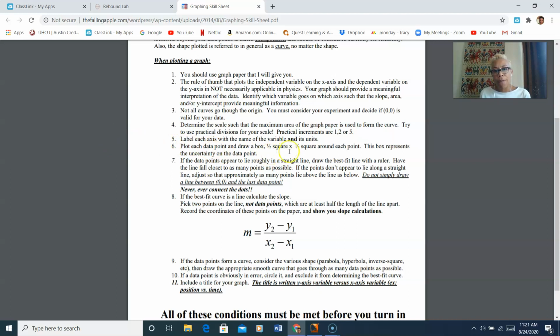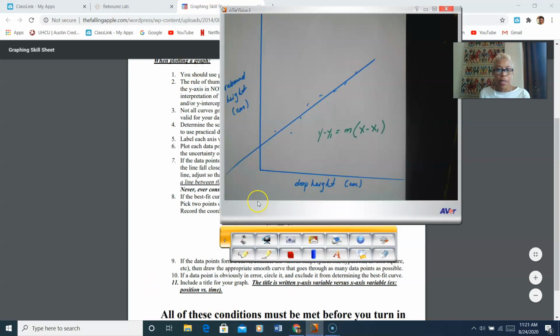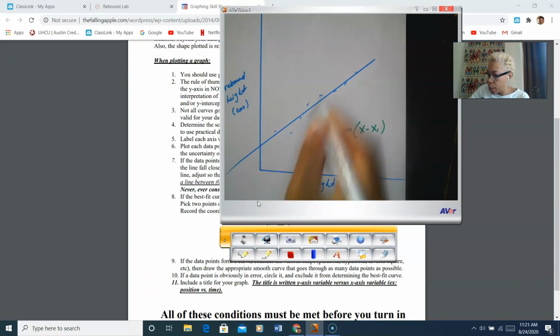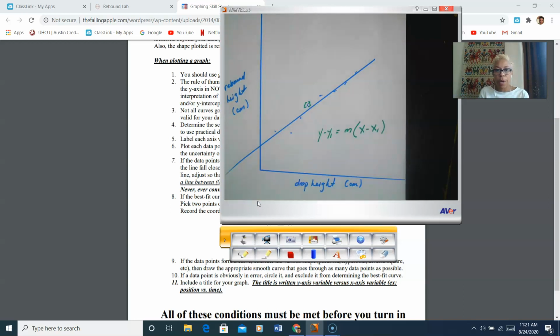Place a 1/2 inch by 1/2 inch square around each point. What this does is it signifies that there is error around this point. So if that's a data point, I'm going to do something like that. And I'm going to do it around each data point.